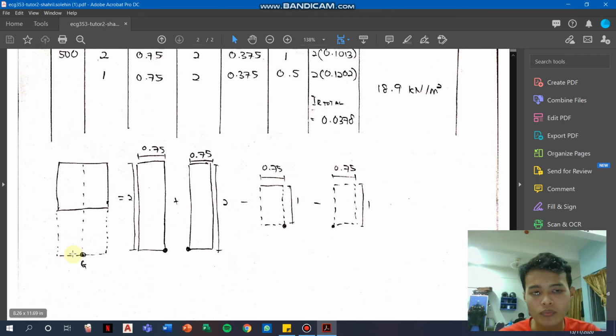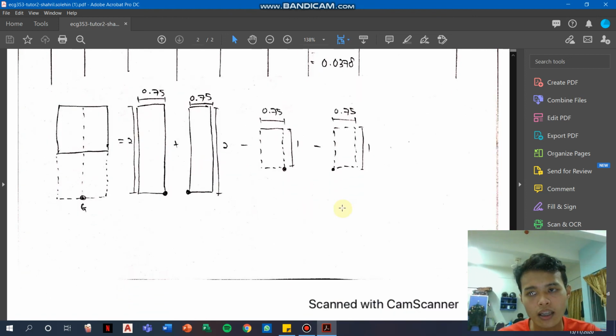Okay, by referring to the diagram, you can see that there are two different rectangulars. That's all for tutorial 2, question number 4.